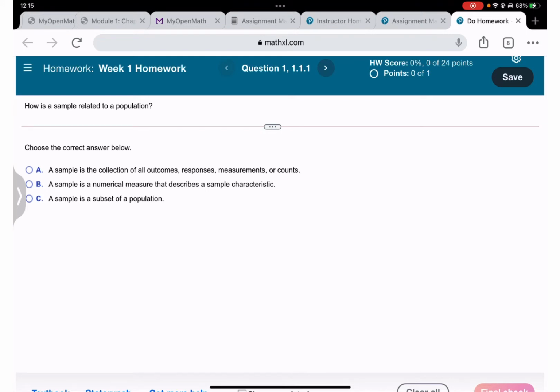Week 1 homework. Question number 1, how is a sample related to a population? First of all, a sample is a subset of a population. Let's assume you want to find out the average age of the population in the United States. You are not going to go knock door to door, right? Somebody will call 911 for you.